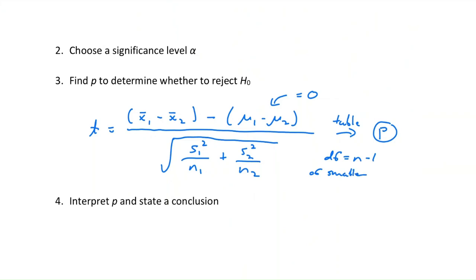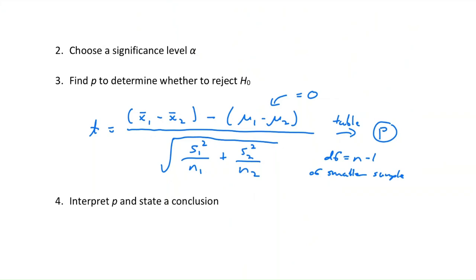So if I have two samples and one is of size 30 and the other is of size 20, we're going to use 20 minus 1 for our df. Again, the reason for that is we want the most conservative estimate possible, and the smaller our df, the larger our T value, and the less likely it is that we are going to reject the null. The harder it would be to reject the null.